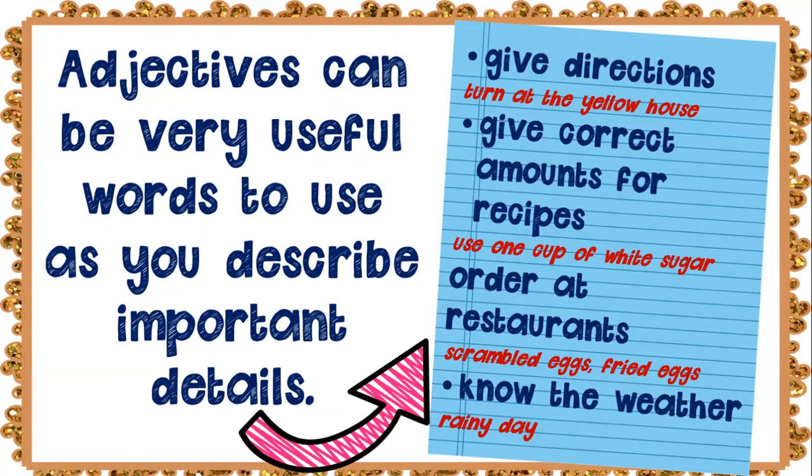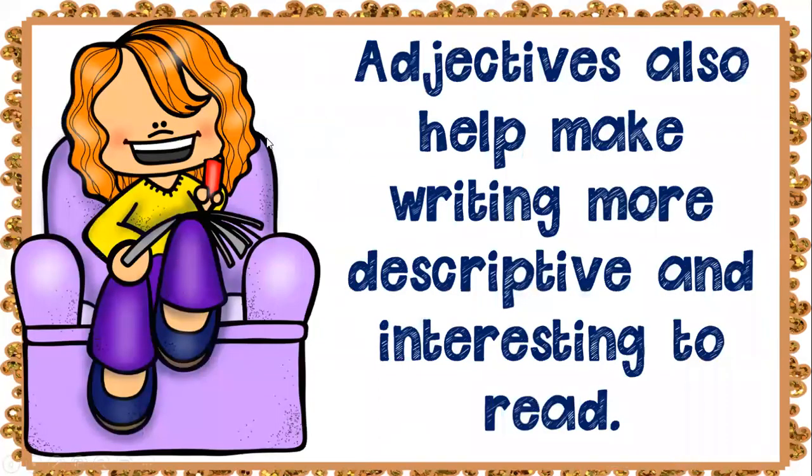Knowing the weather, so a rainy day, when you're writing about something, maybe you're writing a fictional story, it's helping develop the setting. Adjectives also help make writing more descriptive and interesting to read. You don't want to read about an apple. You want to read about a red, juicy apple that just fell quickly from a tree and hit someone on top of the head. You're going to want to hear about the details, those good details that are describing those nouns.